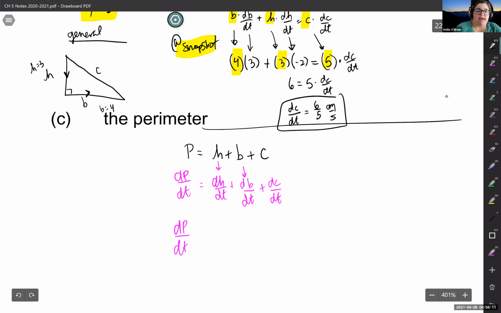So at the snapshot, at that single moment in time when the base is 4 and the height is 3, what is the rate of change of the perimeter? Well, you just plug in dh/dt. How fast is the height changing? 3.